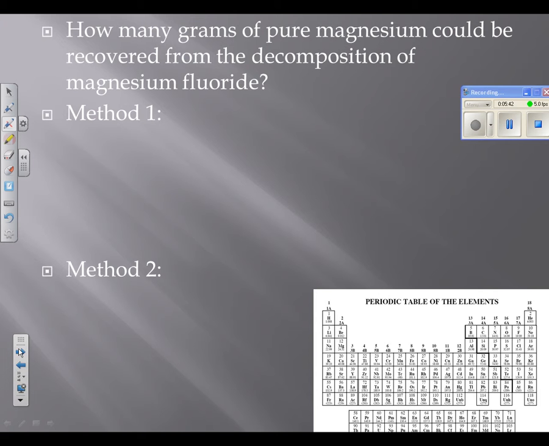You've got 2 ways of doing this. How many grams of pure magnesium could be recovered from the decomposition of magnesium fluoride? By now you should know there's 2 ways of doing this problem. You can either do method 1, which is dimensional analysis, I'll write that up here, or method 2, which is percent comp. Percent comp is easy. I'm not going to do the breakdown of dimensional analysis for you because if you're using dimensional analysis, you know how it works. But those are very long problems. You'll find out percent comp is very easy.